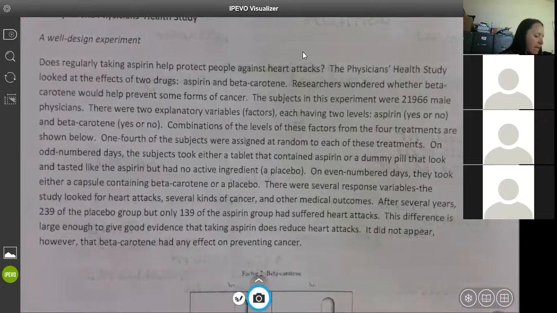One-quarter of the subjects were assigned at random to each of these treatments. On odd-numbered days, the subjects took either a tablet that contained aspirin or a dummy pill that looked and tasted like aspirin but had no active ingredient, which would be a placebo.